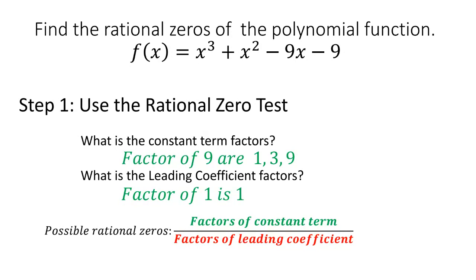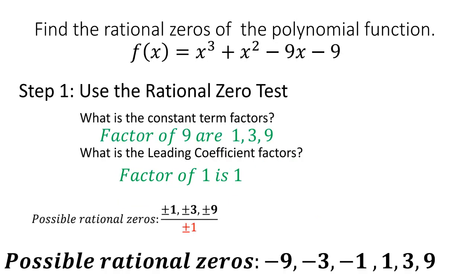So again, the factors of 9 are 1, 3, and 9. The factor of the leading coefficient is just 1. But I'm going to look at all aspects: positive and negative 1, positive and negative 3, positive and negative 9, and positive and negative 1 for my leading coefficient. And then I do the division. Let's start with a positive. Positive 1 divided by a positive 1 will give me a 1. A positive 1 divided by a -1 will give me a -1.